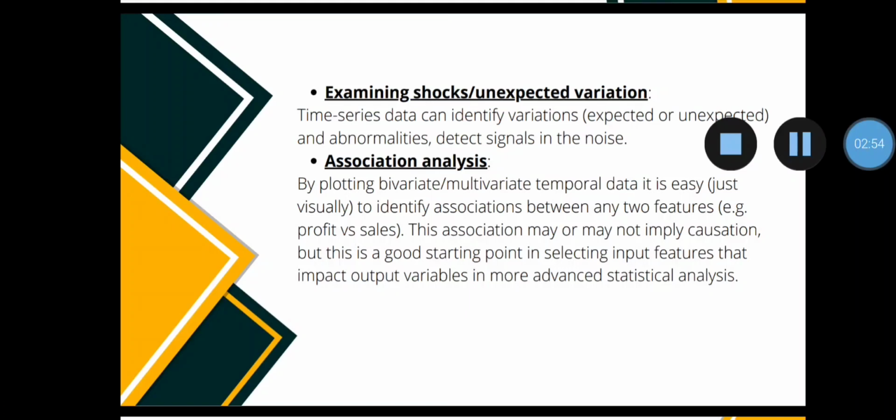Association analysis. By plotting bivariate or multivariate temporal data, it is easy to identify associations between any two factors. This association may or may not imply causation, but this is a good starting point in selecting input features that impact output variables in more advanced statistical analysis.